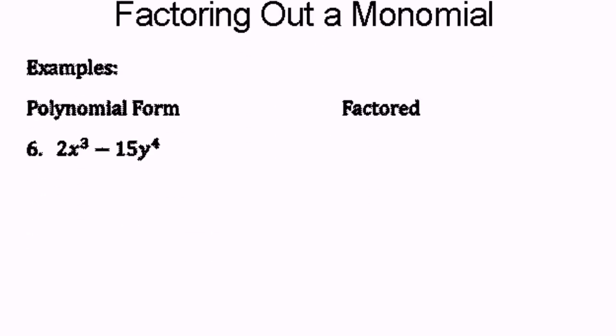Sixth example, 2x cubed minus 15y to the fourth. Is there a common constant? The GCF is 1, correct. How about, is there a common variable? There is no common variable, so the answer is prime.